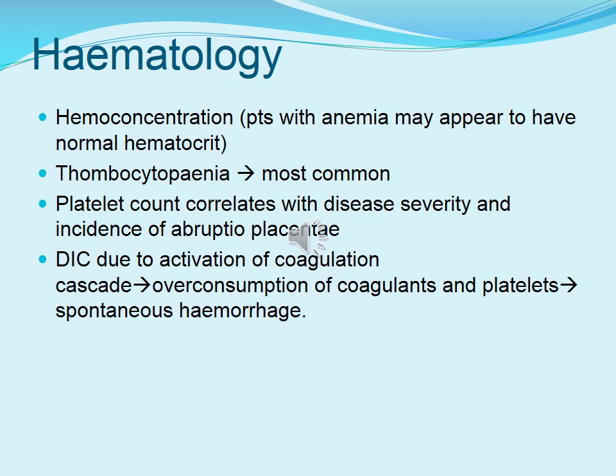What are the hematological changes? There is hemoconcentration. The platelets with anemia may appear to have normal hematocrits. Sometimes severe thrombocytopenia, and it is so common. Platelet counts correlate with the disease severity and the incidence of abruptio placentae and DIC, due to the activation of coagulation cascades, which lead to overconsumption of coagulants and platelets, leading to severe spontaneous hemorrhage.